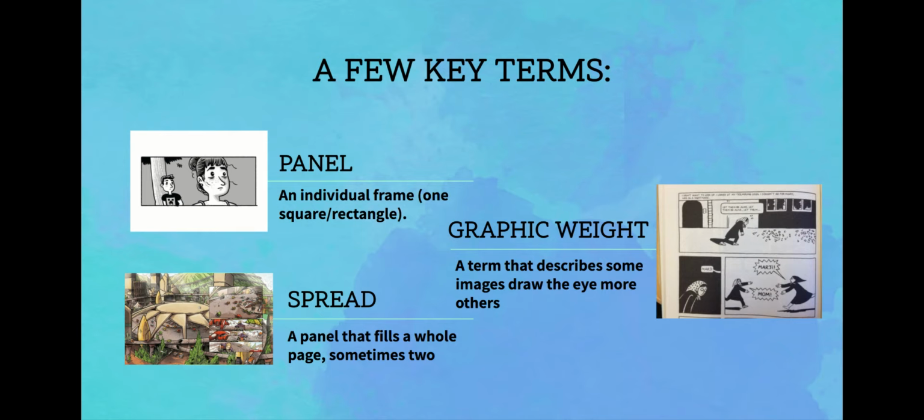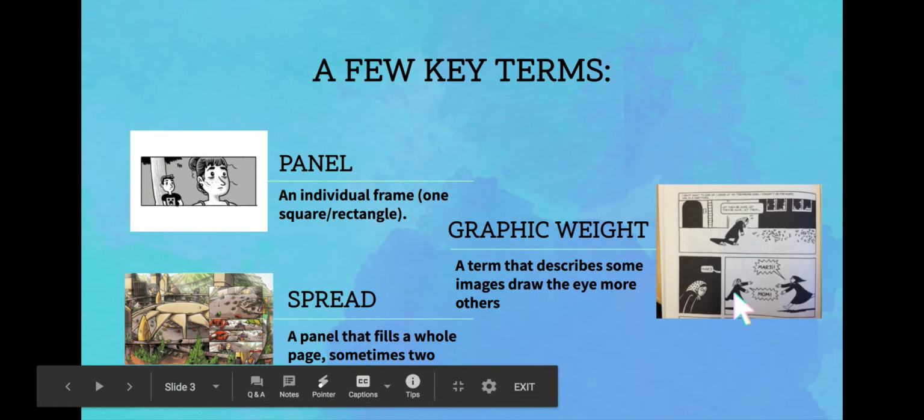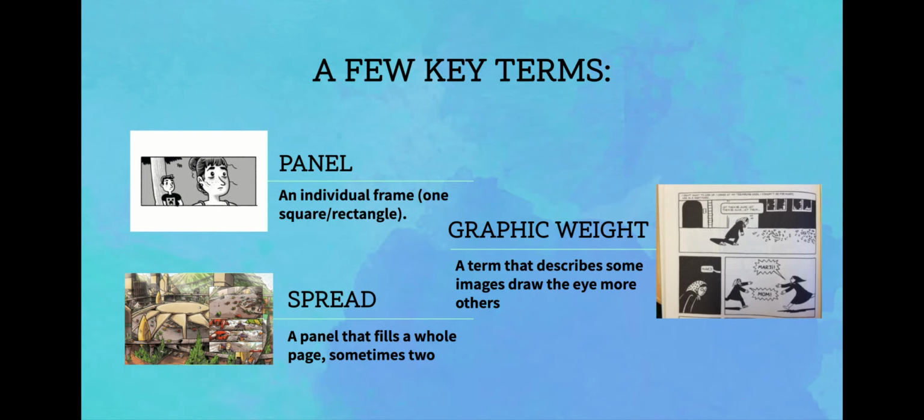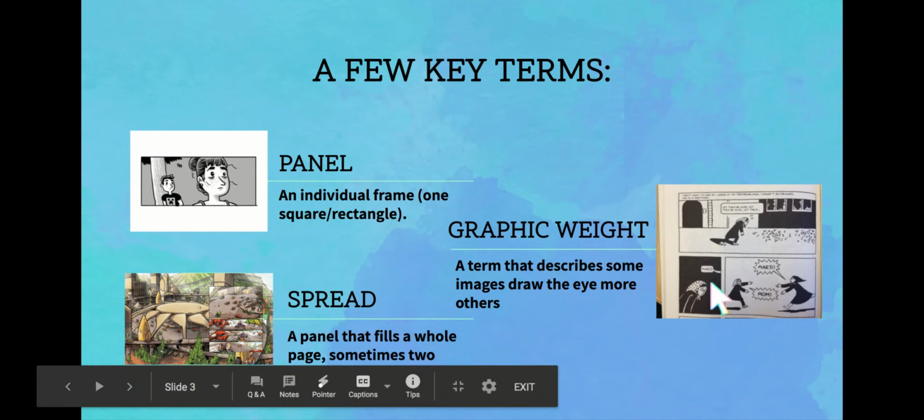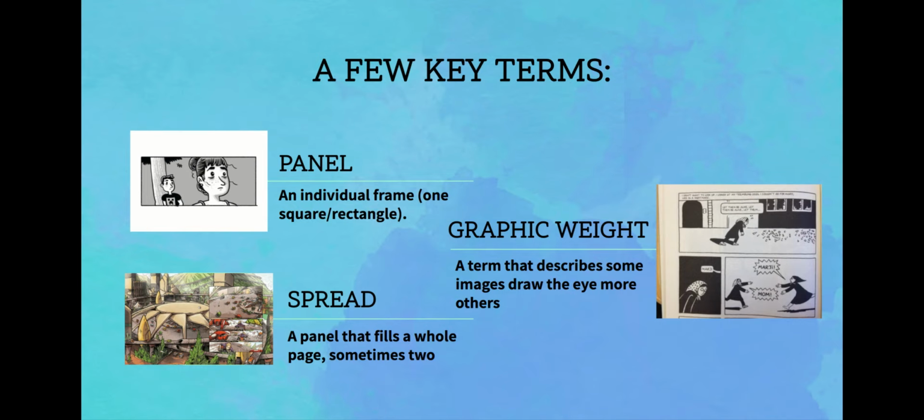Graphic weight is a term that describes some images that draw the eye more than others. Over here in this book, this is from the book Persepolis. And over here, this picture in the bottom left has more graphic weight because for some reason the author wanted to draw your eye to that image and emphasize its importance.